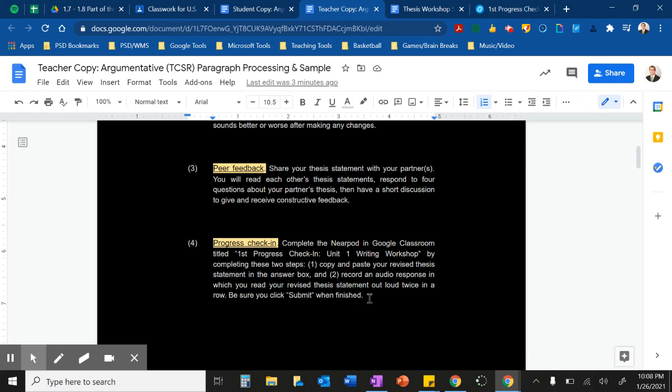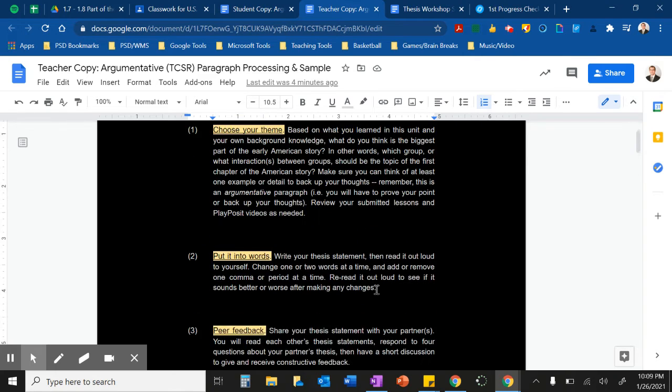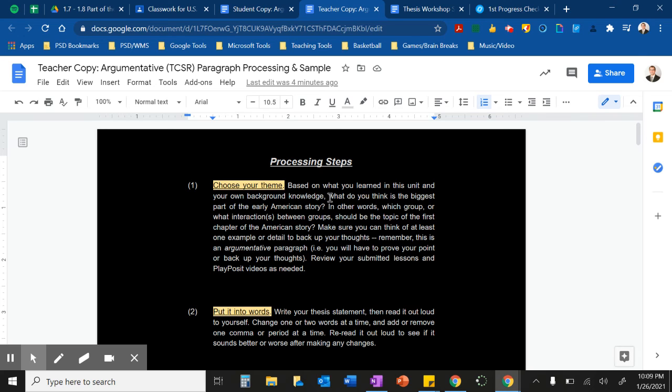Okay. Remember, today we're focusing on creating a strong thesis statement. Some of your other teachers might call it a topic sentence. You might hear me use both terms, but for this writing workshop, I'm calling it a thesis statement. You're creating a strong thesis statement today, and then tomorrow, in our second progress check-in for this argumentative paragraph, we'll work on backing up that thesis statement. We'll make a claim, we'll use evidence to support that claim, we'll use reasoning to clear up any confusion, and then we'll write a conclusion. And that will give us a strong paragraph that responds to this question: What do you think the biggest part of early American history is? In other words, which group or what interactions between groups should be the topic of the first American story?